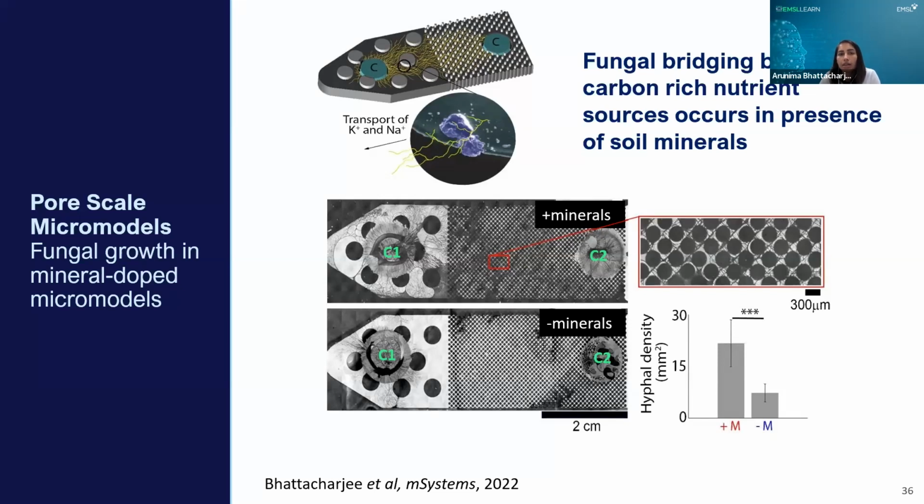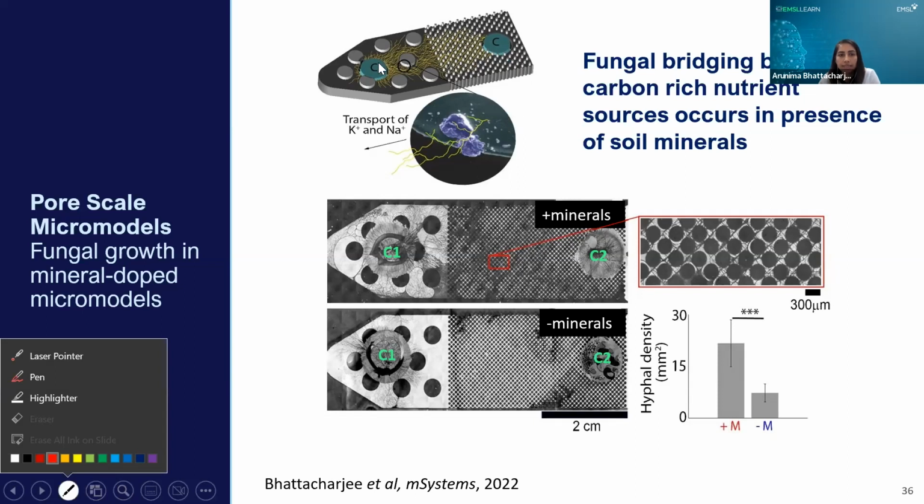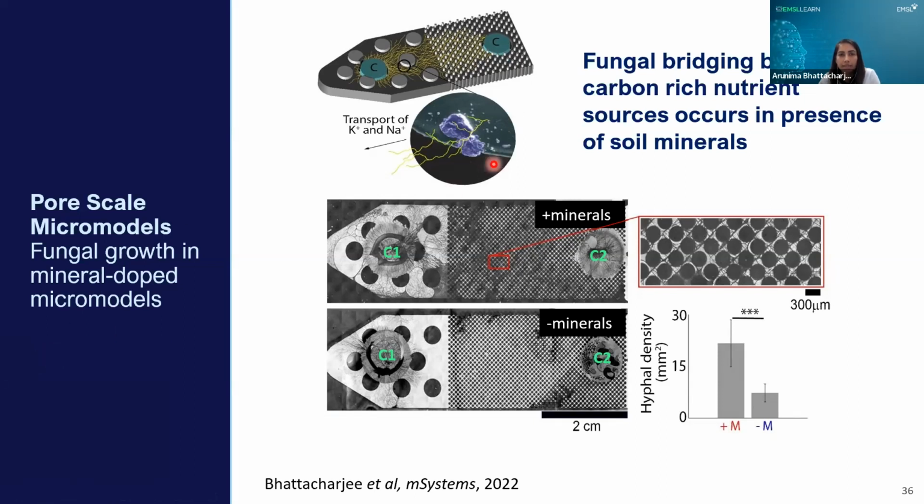In this case, what we did was create these two carbon hotspots that you can see labeled as C. I don't know if you can see the laser pointer, but basically the green C labels are the carbon hotspots. Then we inoculated the C1 hotspot with a fungal strain isolated from Kansas soil, a Fusarium strain. In between the carbon hotspots there was nothing, and the fungus started growing inside of this micromodel device in air.